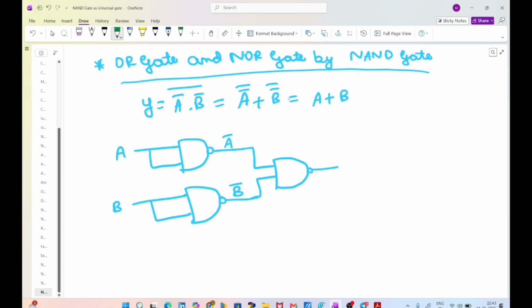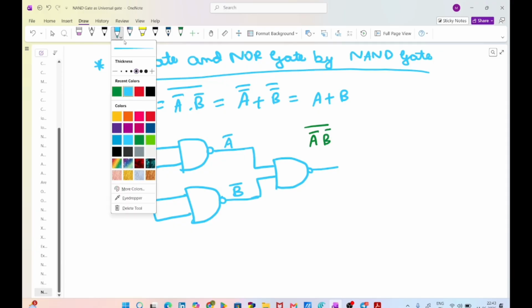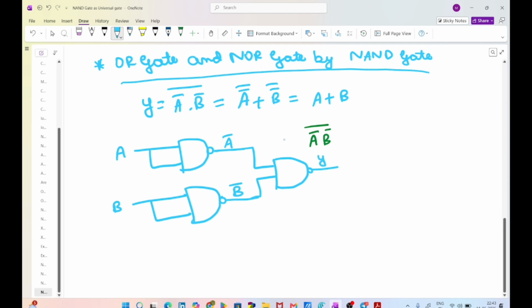Here it will come as A bar, B bar, whole bar. We know that will become A plus B. Simply write Y equals A plus B, and then give it to the inverter, that means the NOT gate, and it will become the NOR gate. Y bar is equal to A plus B whole bar. Here we implemented the OR gate and the NOR gate.